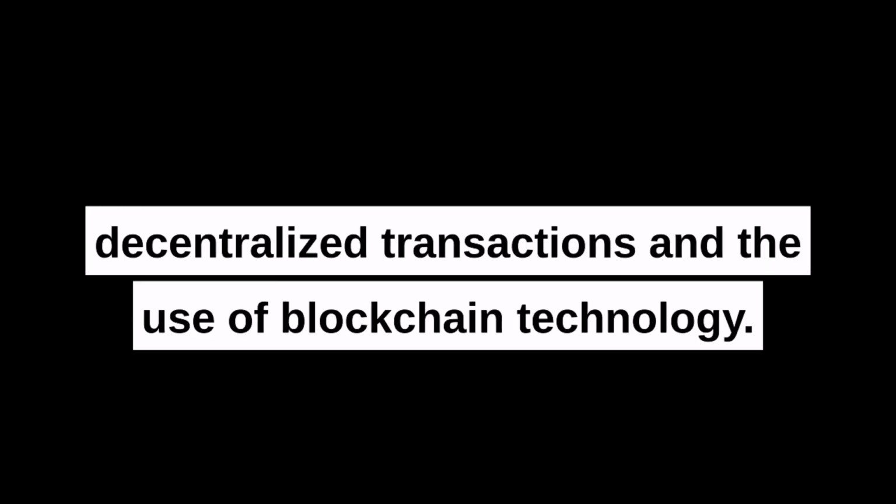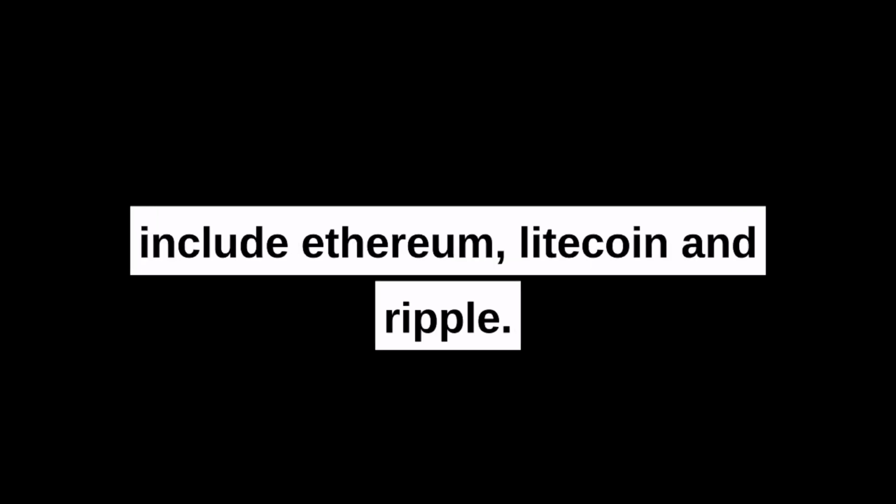Altcoins, or alternative coins, are any digital currency other than Bitcoin. These coins were created after the success of Bitcoin and often have similar features, such as decentralized transactions and the use of blockchain technology. Some popular examples of altcoins include Ethereum, Litecoin, and Ripple. Altcoins typically have their own unique features and use cases.